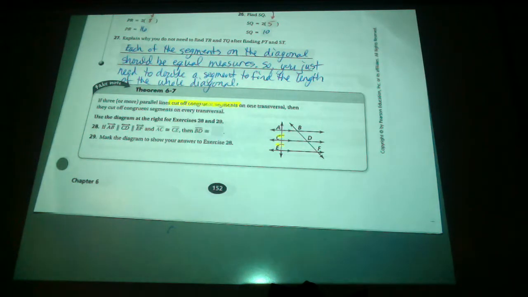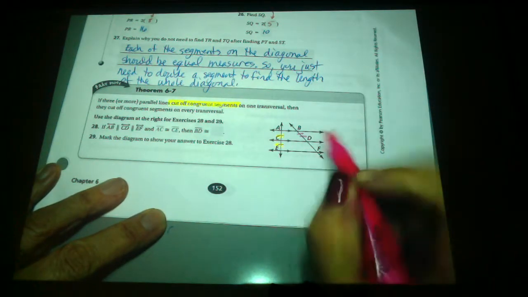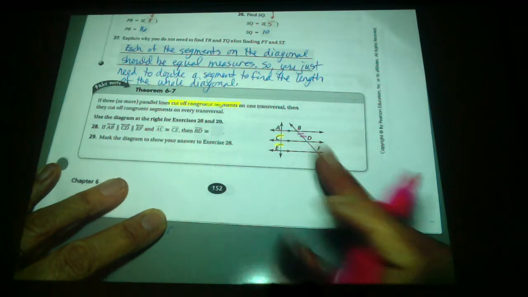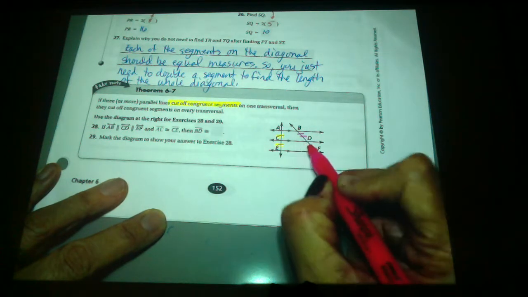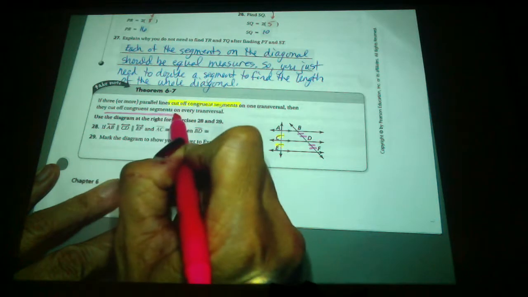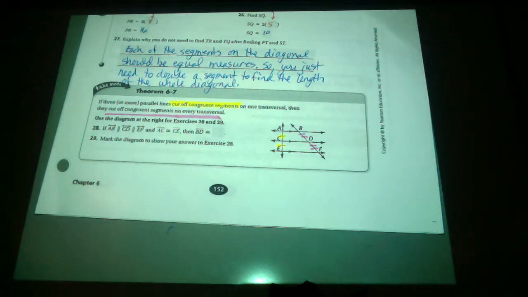Then the implication is that these segments over here are not necessarily equal to from A to C, as you can visually see that these are not equal. But it does create congruent segments over here. And so it cuts off congruent segments on every transversal that goes through those parallel lines. So we can use that information to help find various lengths.